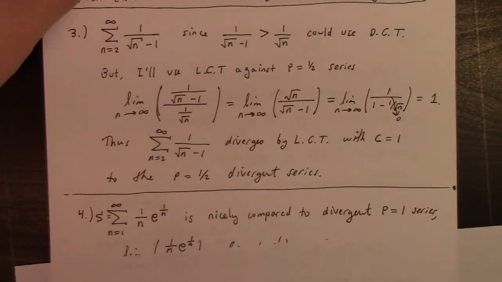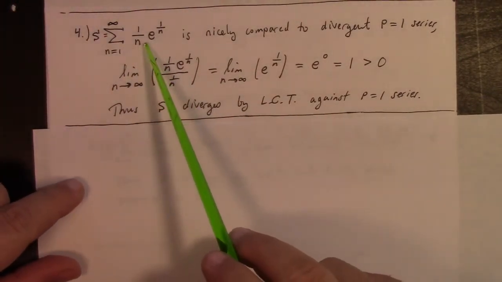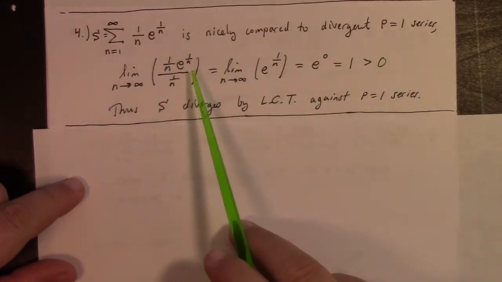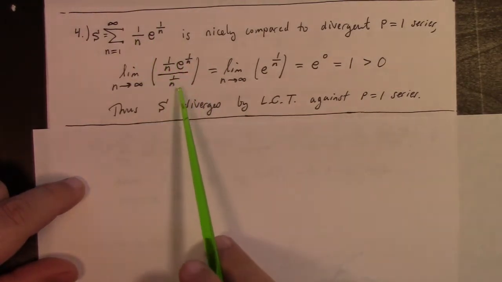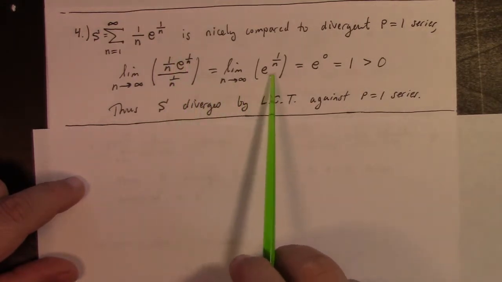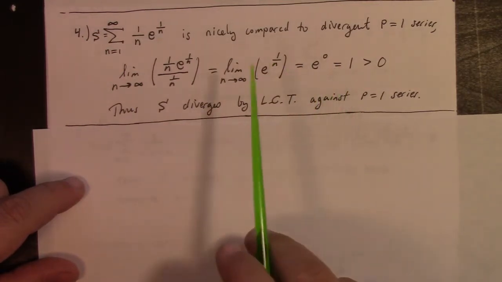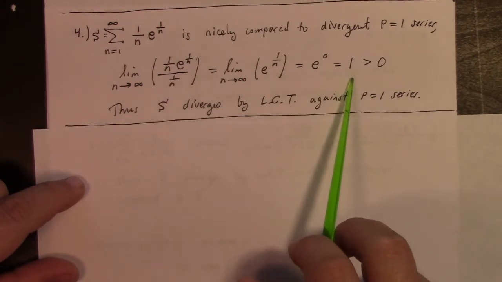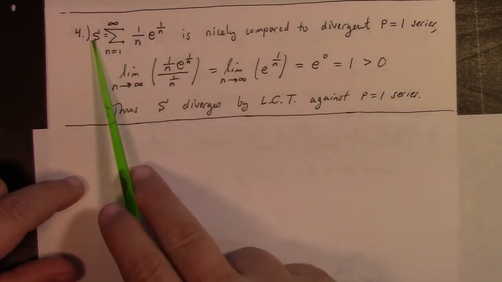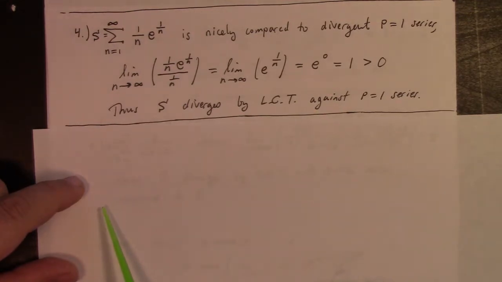Here's another example. Example 4: 1 over n times e to the 1 over n. We can compare that to the divergent p equals 1 series. So I take the limit of the term of the given series divided by 1 over n, and the 1 over n's cancel. I get e to the 1 over n, which is e to the 0, which is 1, right? So notice that this limit converges to 1, which then means that the given series S diverges by limit comparison against the p equals 1 series. All right?